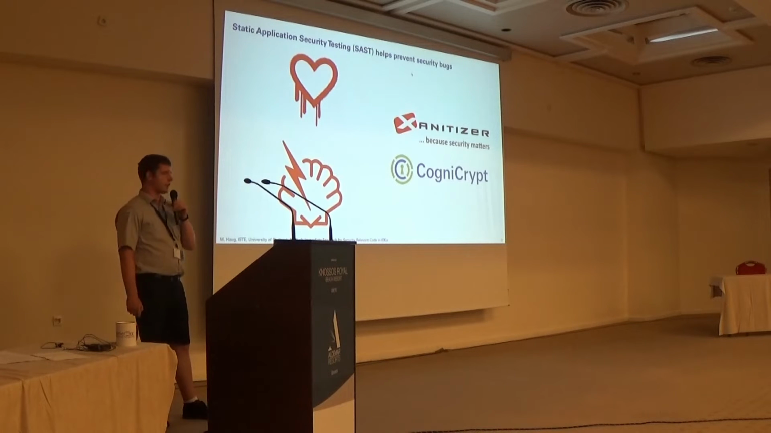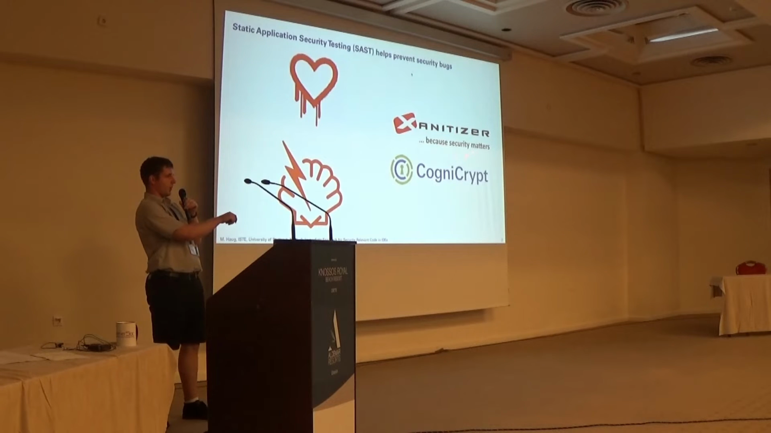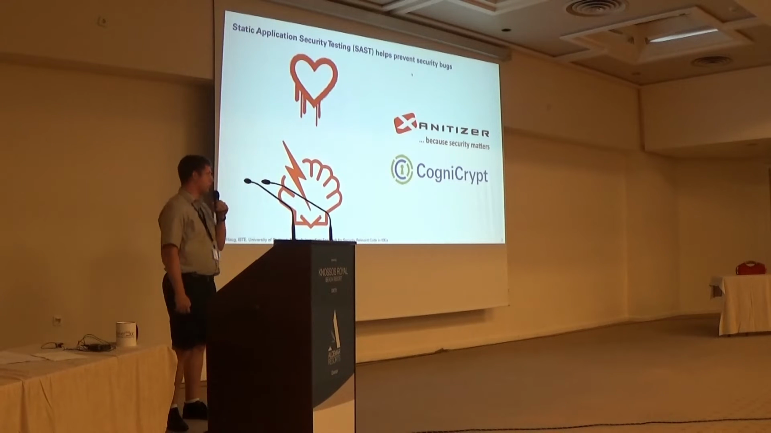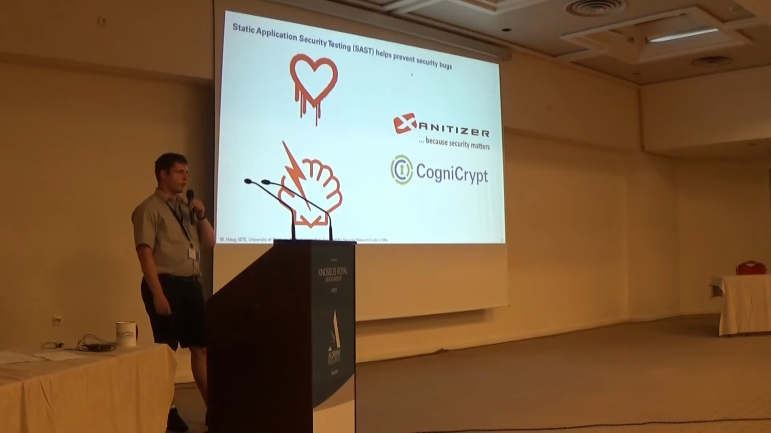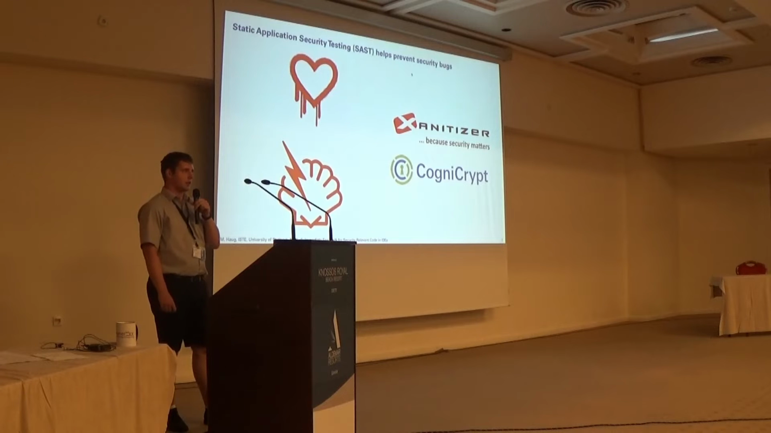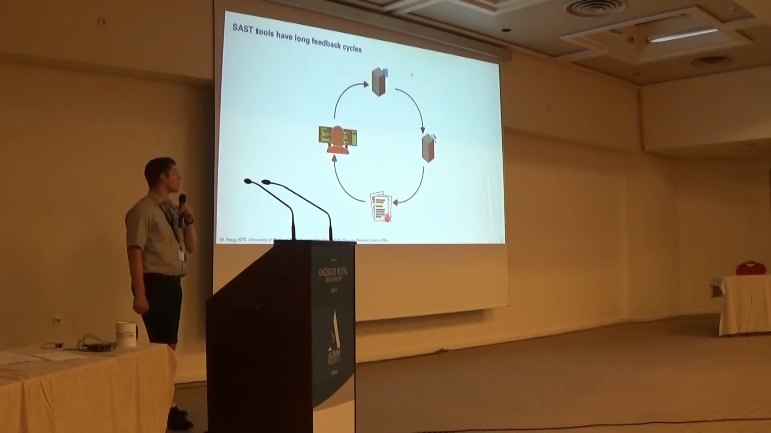To detect and flag such misuses, we have static application security testing tools, Sanitizer by RIX-IT, or the open source project CogniCrypt, originally developed at the TU Darmstadt and now part of the Eclipse Foundation. These tools are great and they can flag a lot of misuses and other problems that affect application security, but they have a few shortcomings, and these lead to their lacking adoption. I want to talk about two of these problems today.